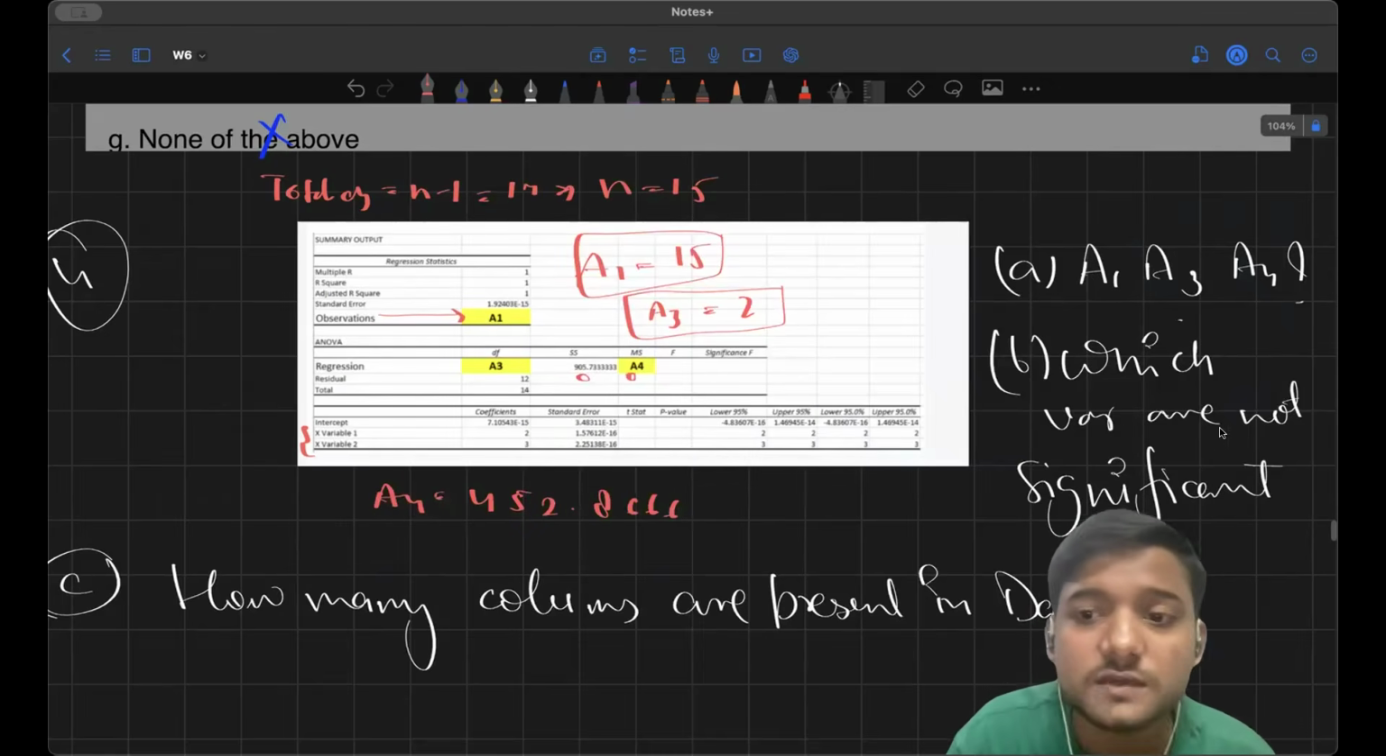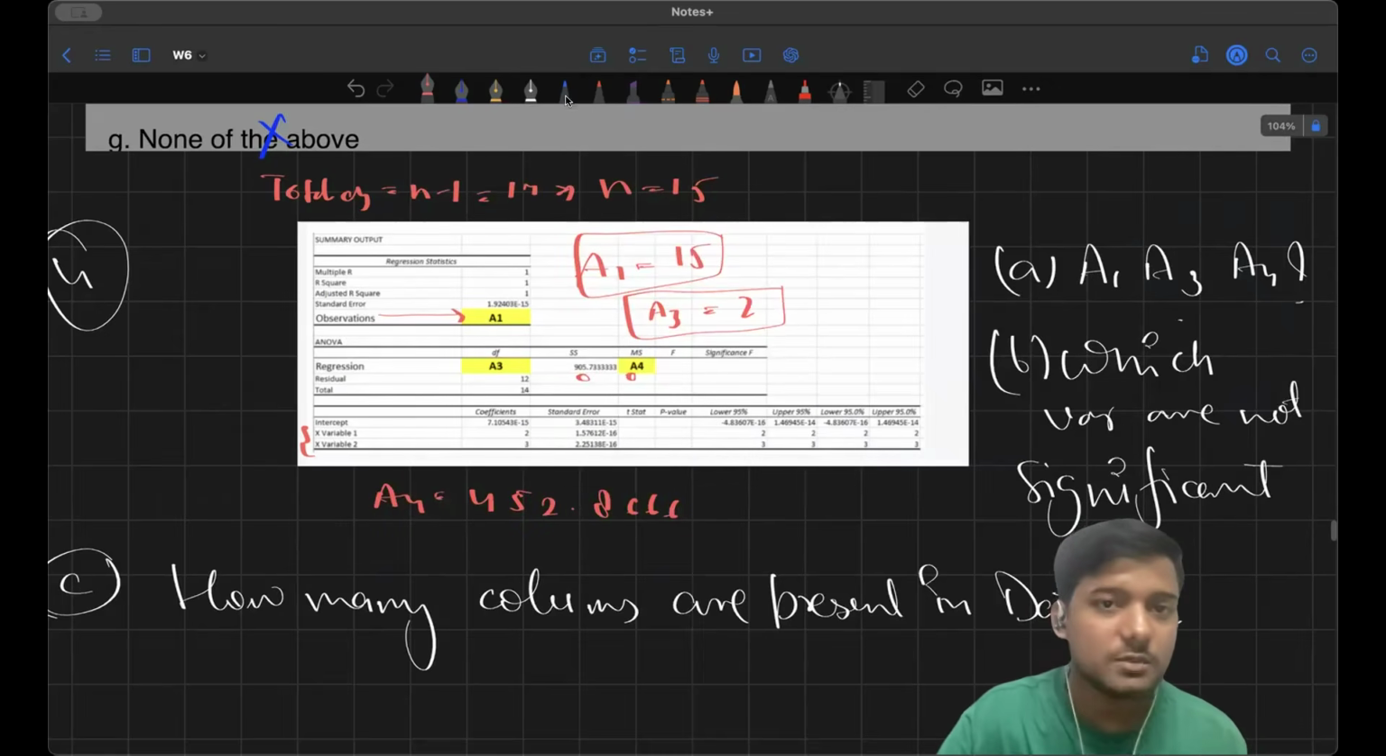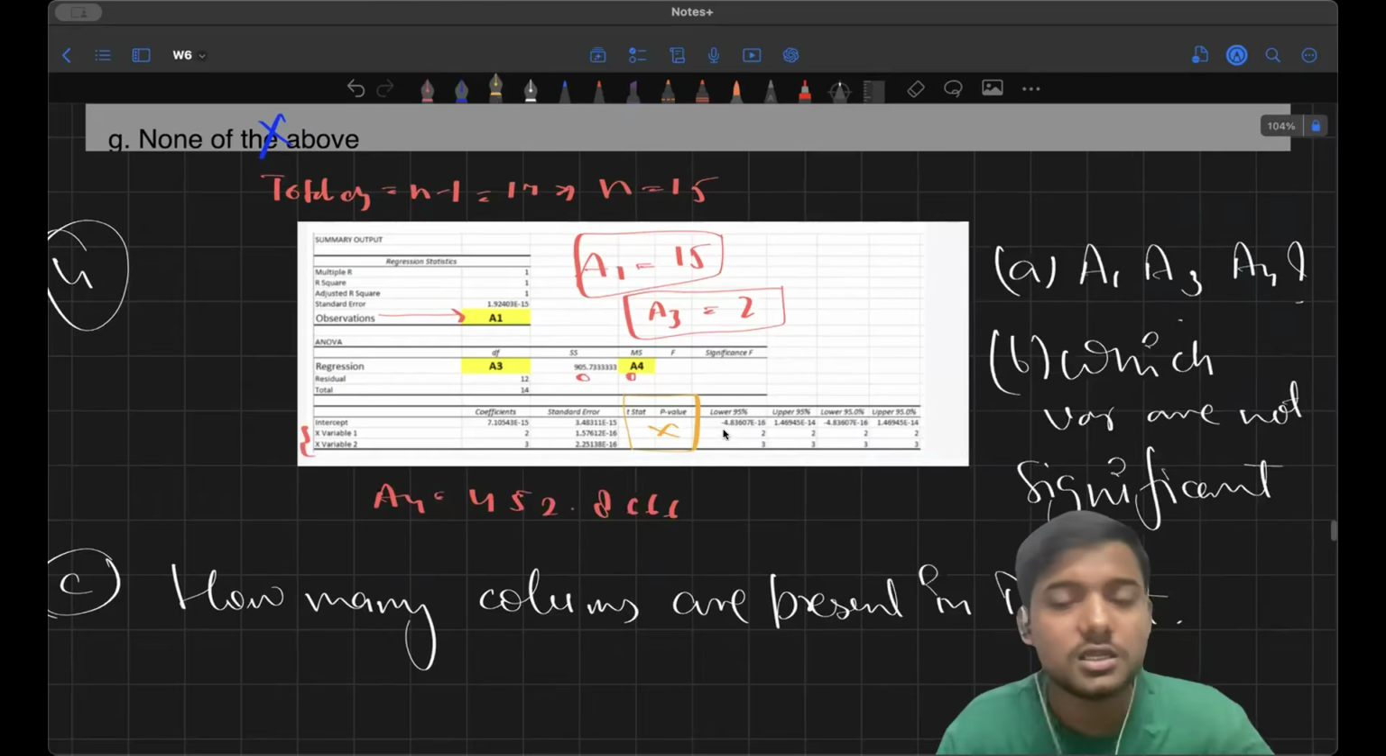Now it was asking which variables are significant. So you might be thinking we can go back and look at the p-values, but there is a surprise for you. There is no p-value. So how do we calculate this?